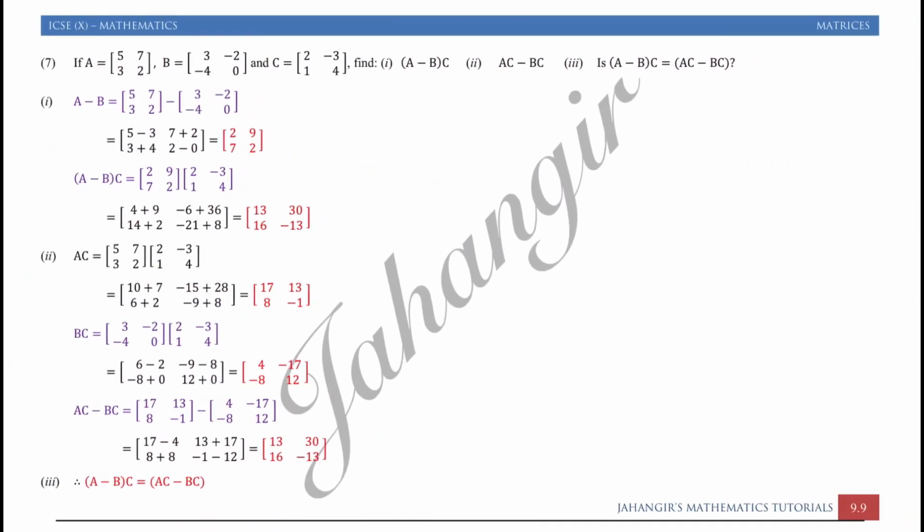Next question, again the same pattern. Here we have subtraction as well as multiplication. These questions are quite lengthy. Here, first part, first we have to find A minus B. A, B, C are given: 5, 3, 7, 2. This topic is a little bit boring because it has the same sums throughout the exercise.